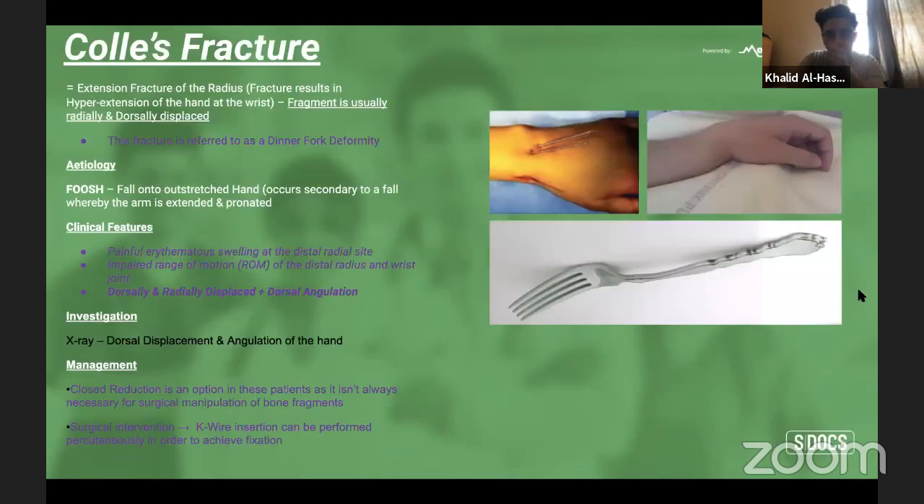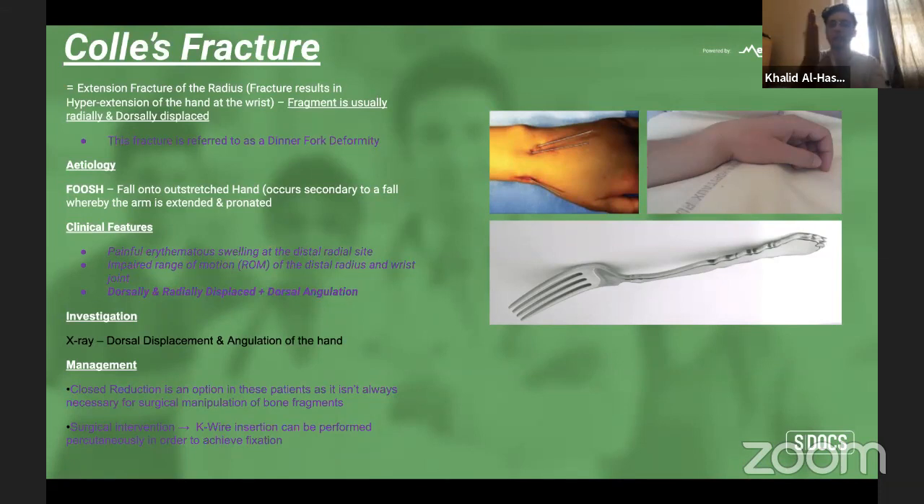Colles' fracture is shown here on the right. It's also known as a dinner fork deformity. It's usually the product of falling onto an outstretched hand, so a FOOSH generally is responsible for a Colles' fracture. The fracture results in hyperextension of the hand at the wrist. The fragment is usually radially and dorsally displaced.